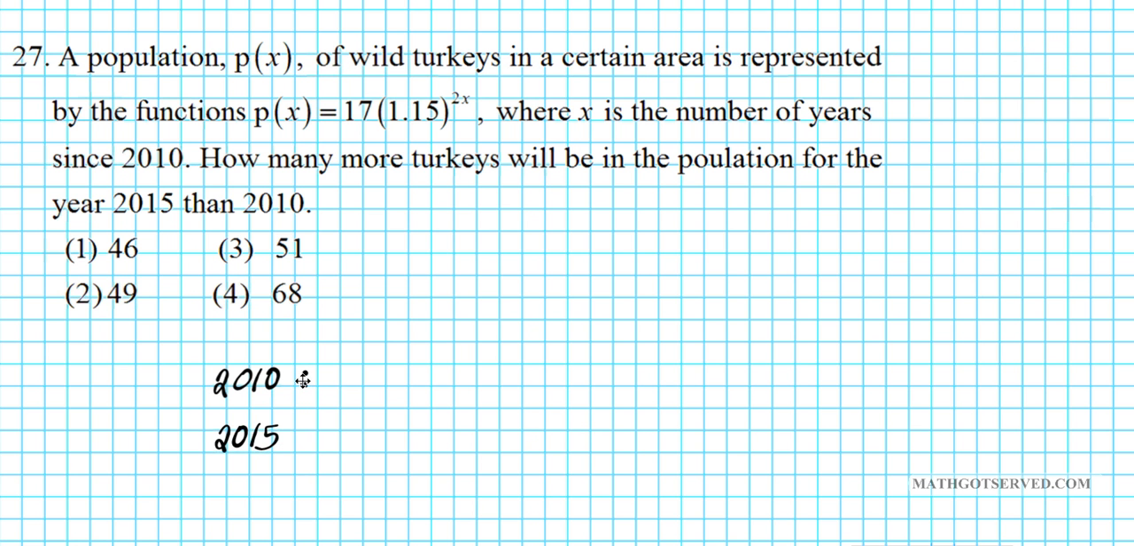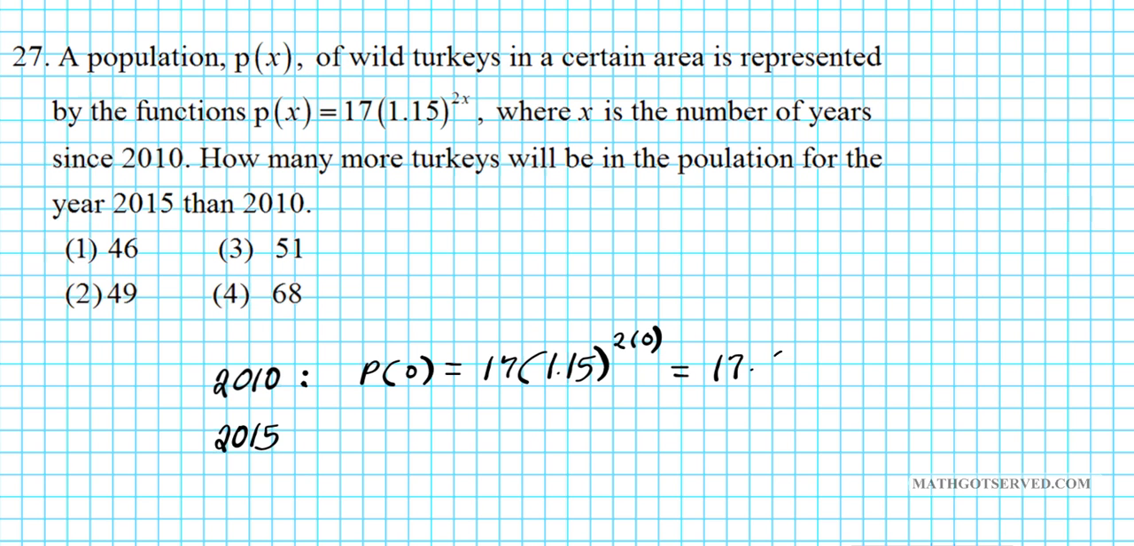So for 2010, we're going to have P of what? We're going to do P of 0. Some of you might say, what on earth? How did that happen? Remember, x is the number of years from 2010. So how many years from 2010 is 2010? 0 years, okay? So that's why x is 0. So you have 17 times 1.15 raised to the 2 times 0, okay? So this entire term raised to the 0th power is going to become 1. Let me show you the steps.